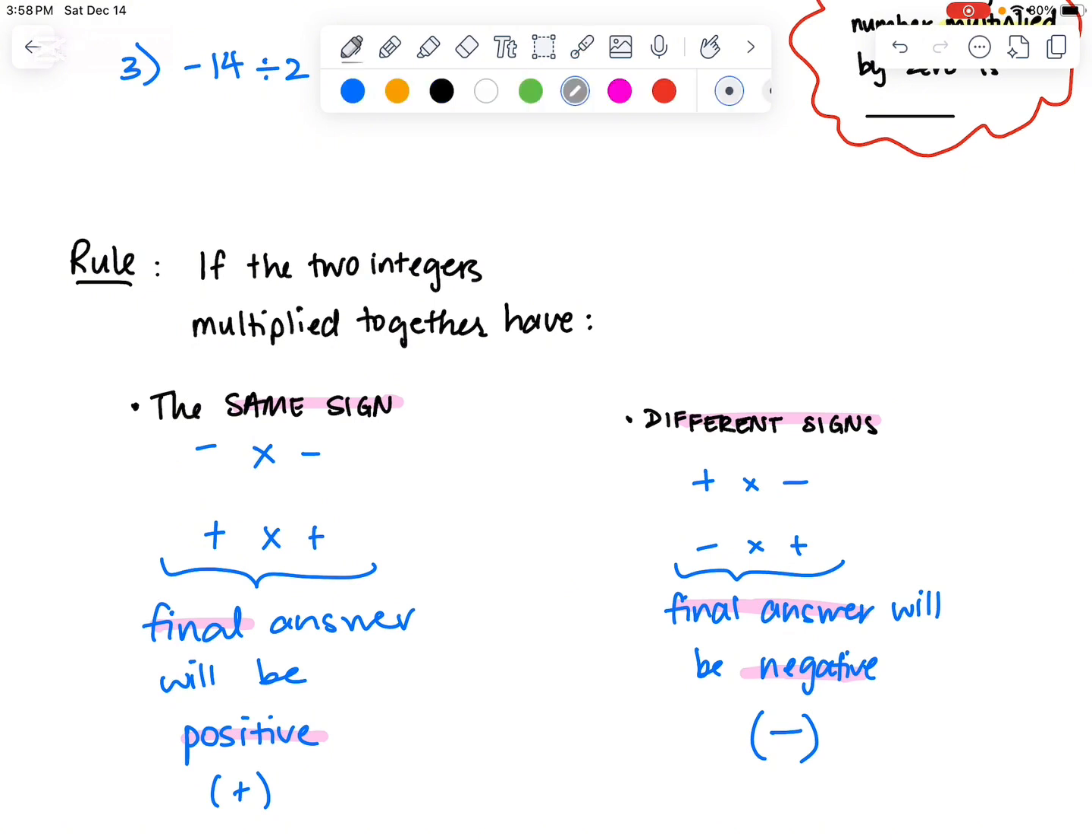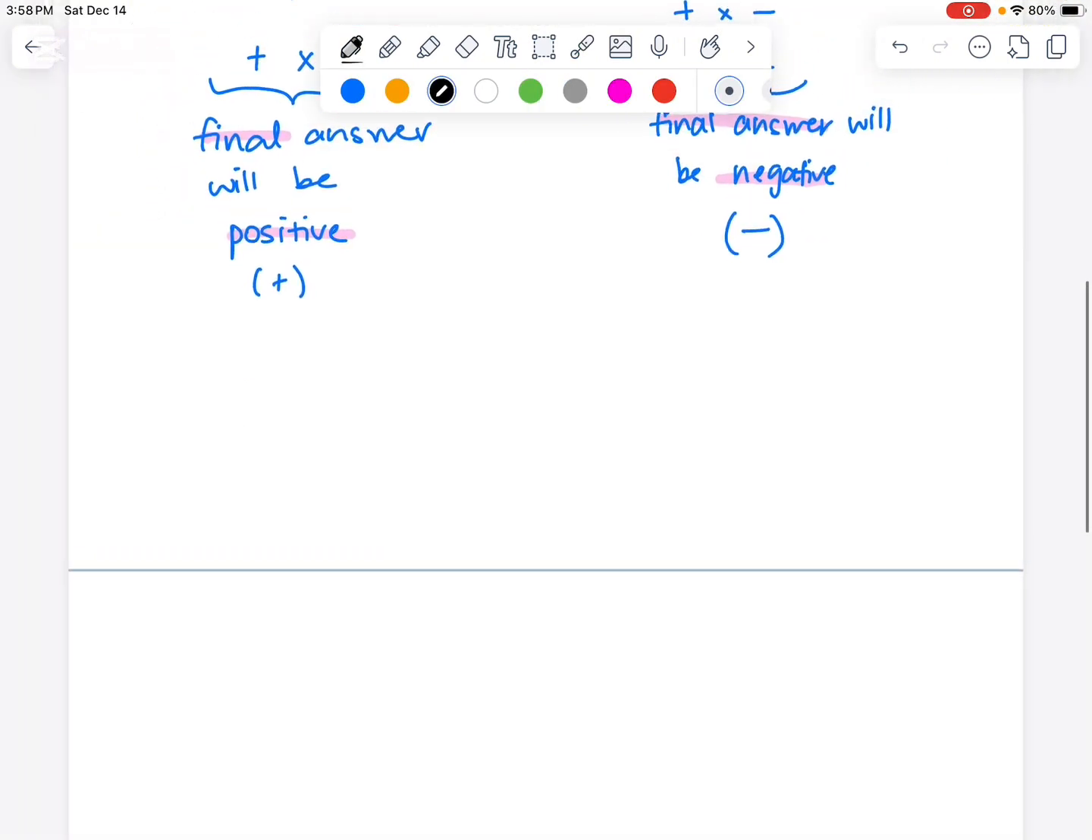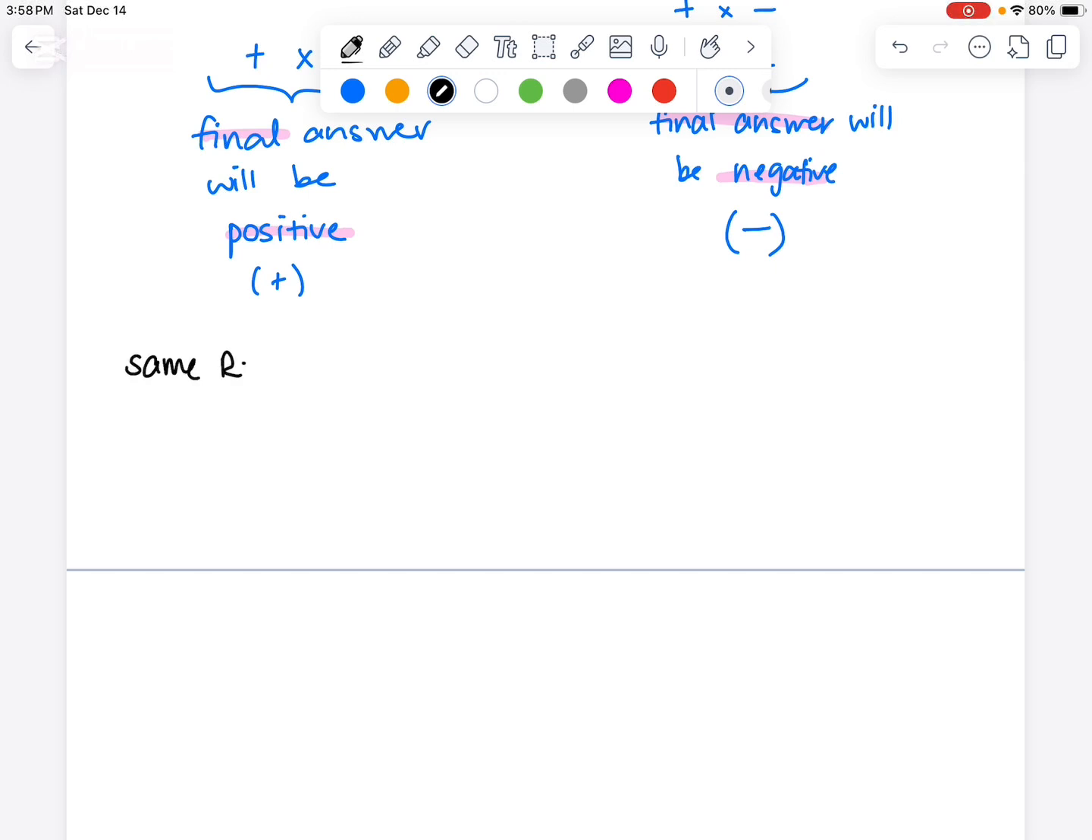What about for division? For division, it's extremely similar. So I'm actually going to say, maybe let's see, do I have space? No, we'll do it here. I'll say same rules for division.